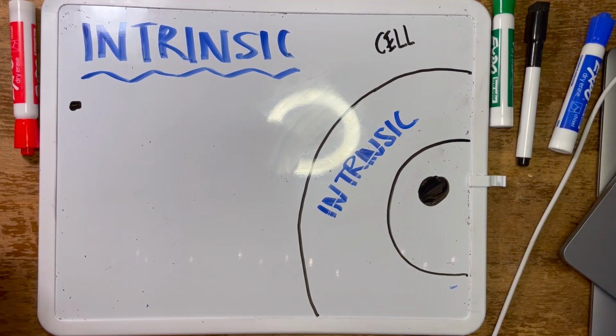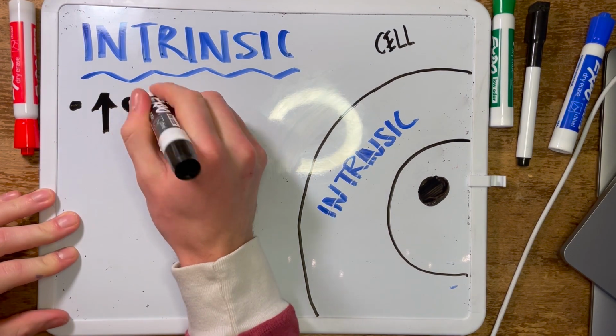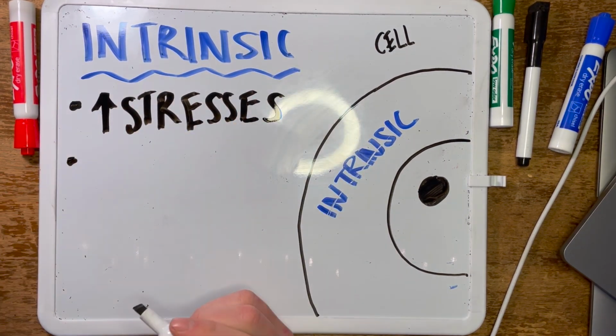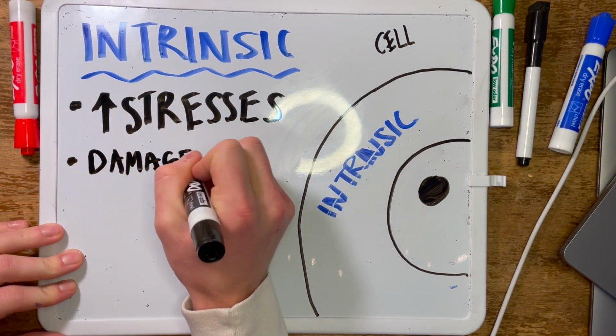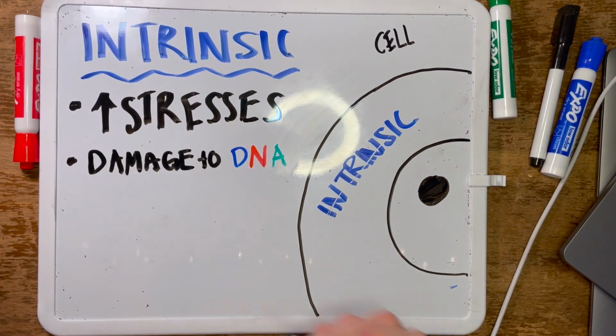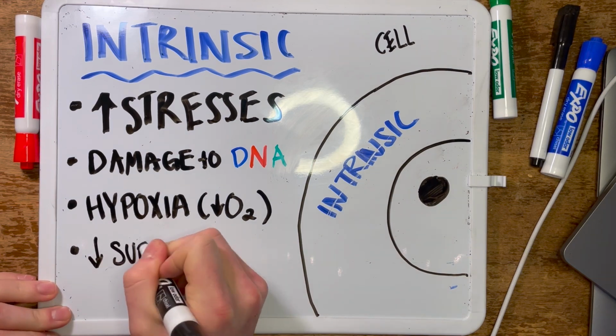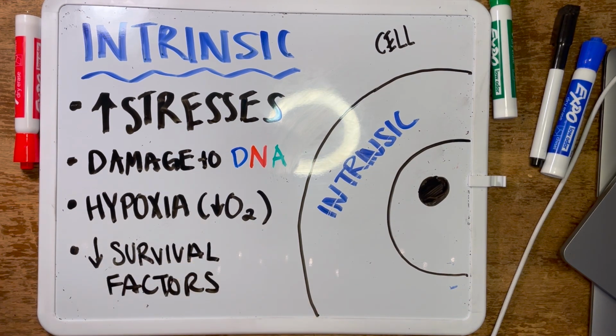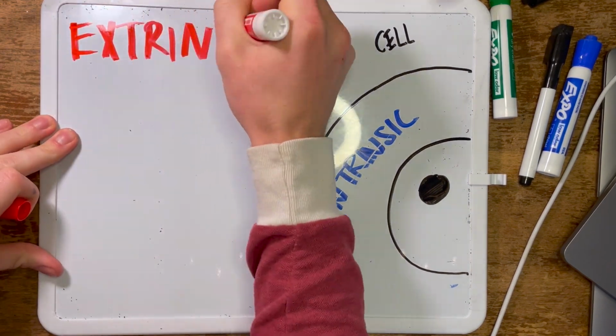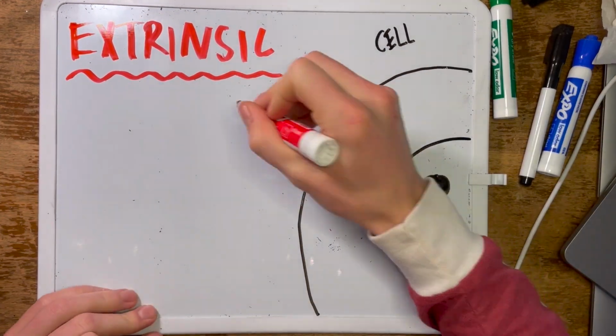While they can come in many forms, the main catalytic signals are an increase in stressors, damage to DNA like a break in the helix, hypoxia, which is decreased oxygen levels, and survival factor deprivation like hormones that cells need to function. Extrinsic apoptosis is catalyzed from signals outside the cell.